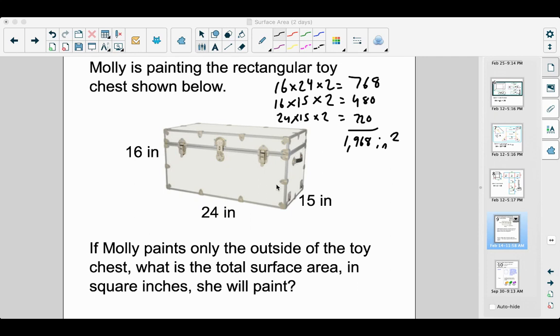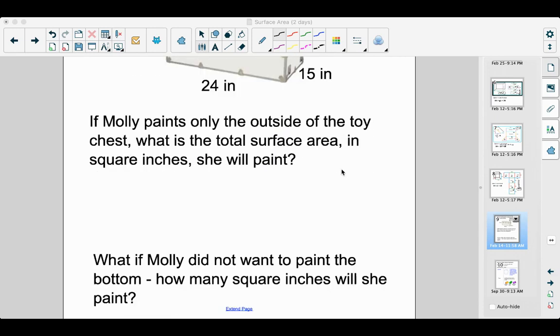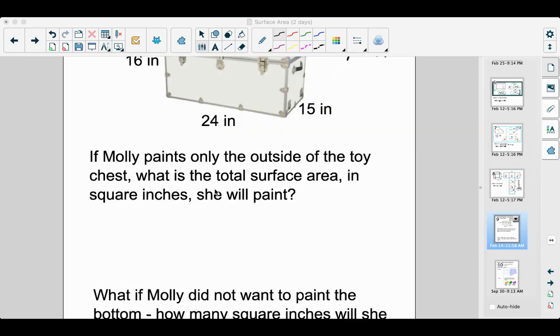And lastly, the top and bottom are 24 by 15. So 24 times 15, double that, is 720. Okay, add all these up, and you get 1,968. Okay, what if Molly did not want to paint the bottom? How many square inches will she paint?